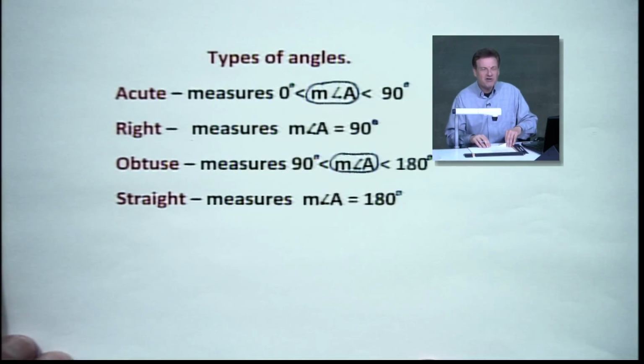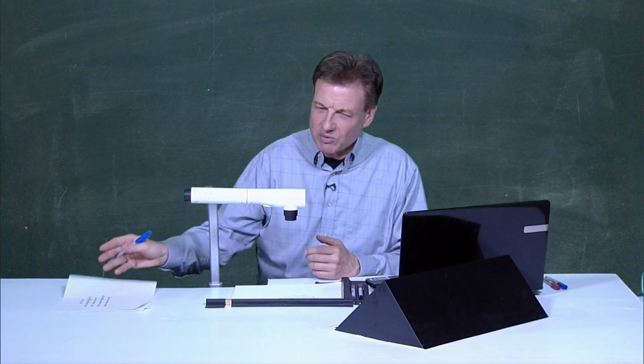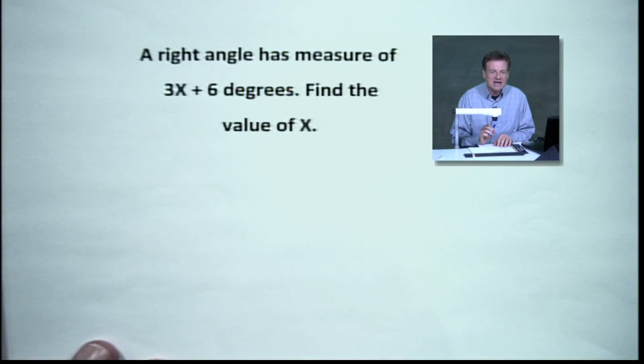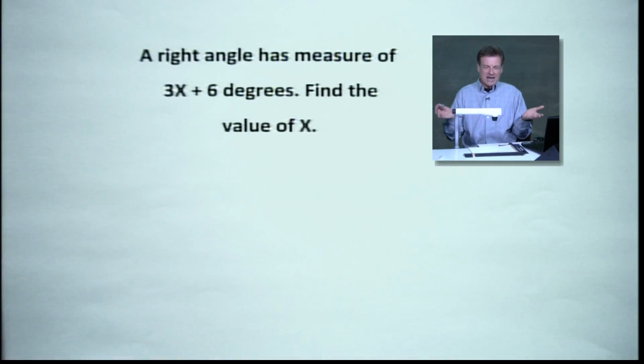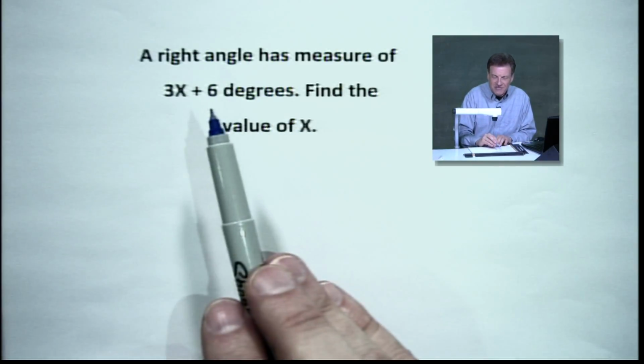All right, let's go to our next thing. What we got going here? We're going to look at some situations where we get these angles working a little bit here. A right angle has a measure of 3x plus 6 degrees. So this time we are not telling you exactly what the degree measure is. Well, but you know it, right? A right angle is 90 degrees. So what we want to do is figure out what x is to make that happen.